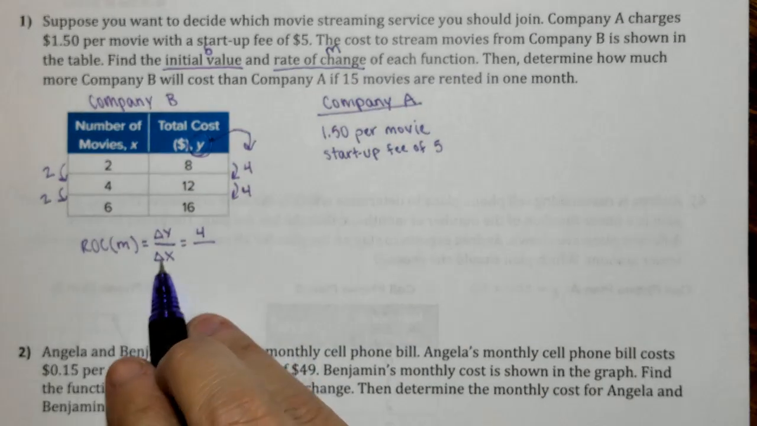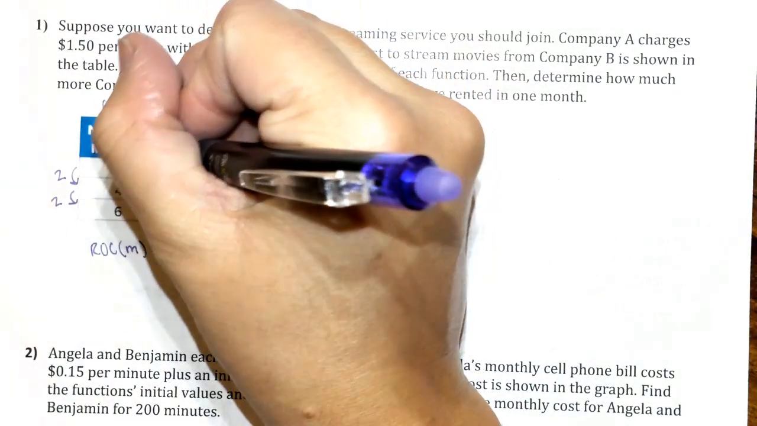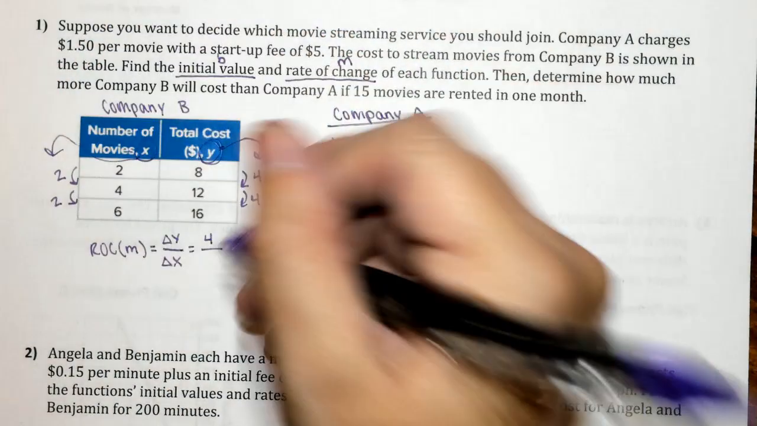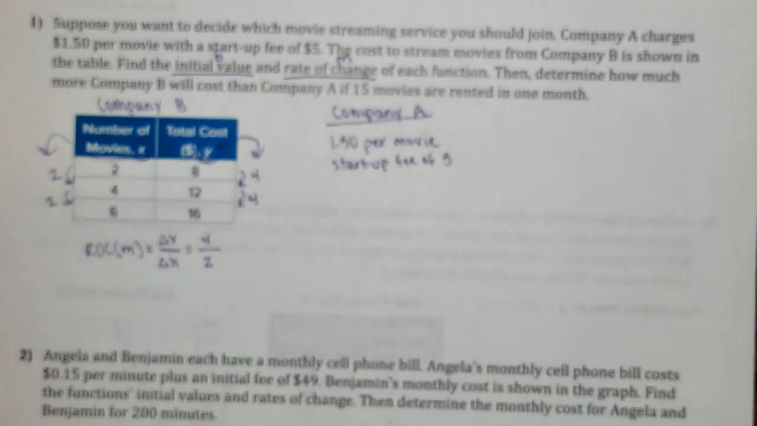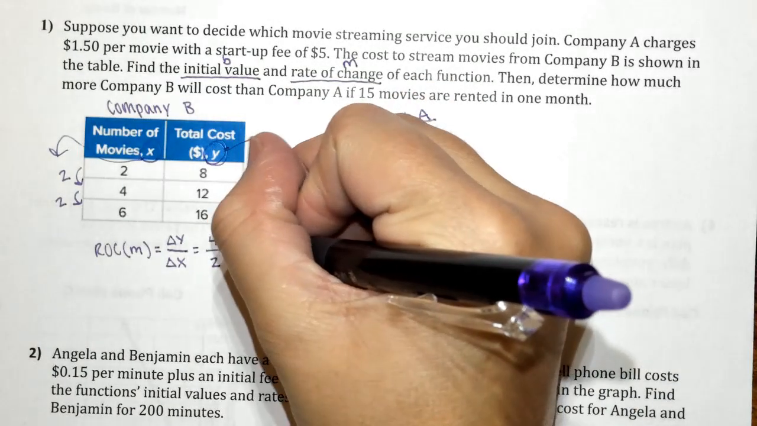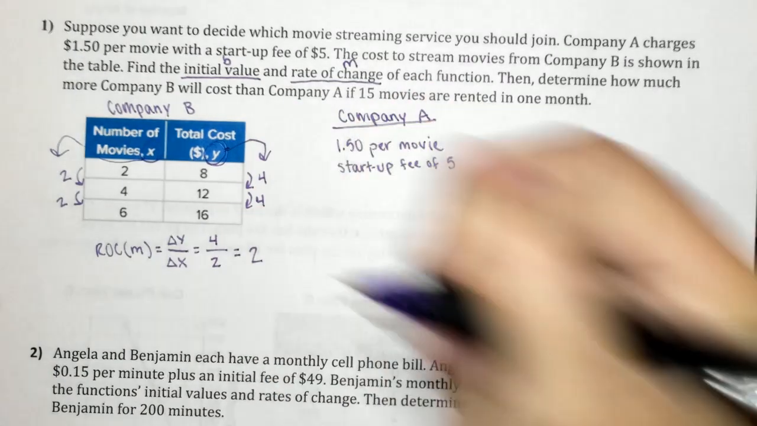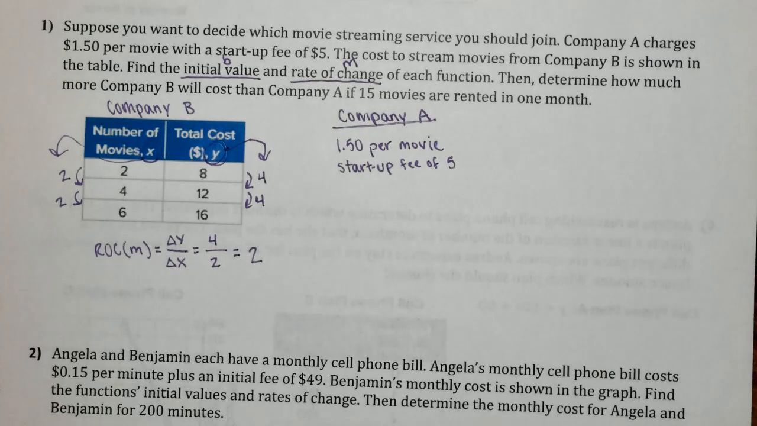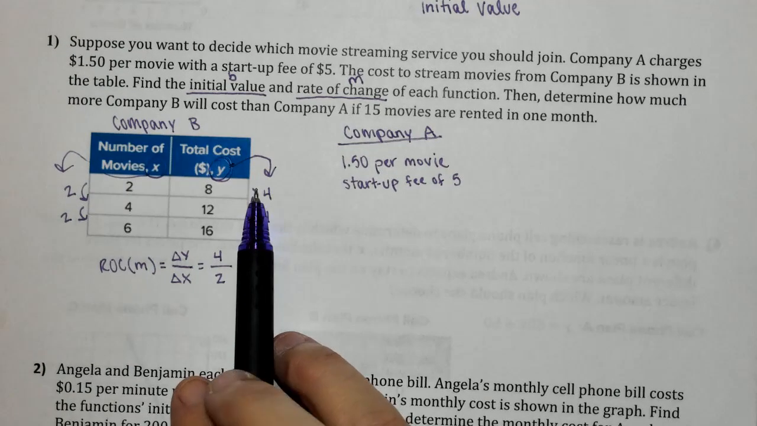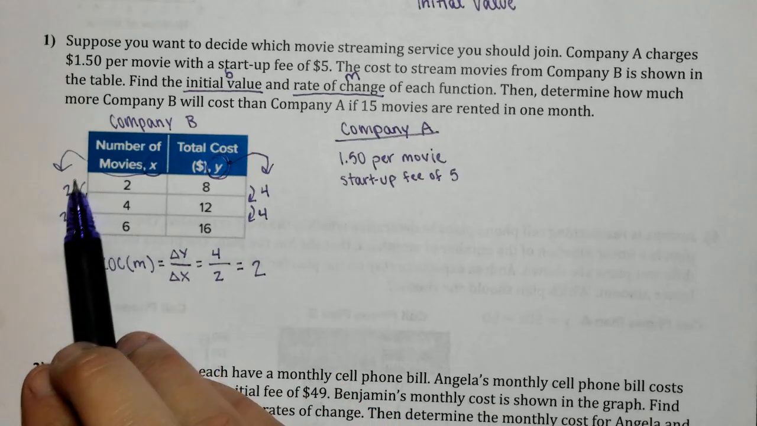Okay, the change in x goes on bottom. Notice here's our x value. So the way that our x's are changing is by 2. But 4 over 2 is the same as just 2. So our rate of change is 2. So essentially, the cost goes up $2 for every one movie.